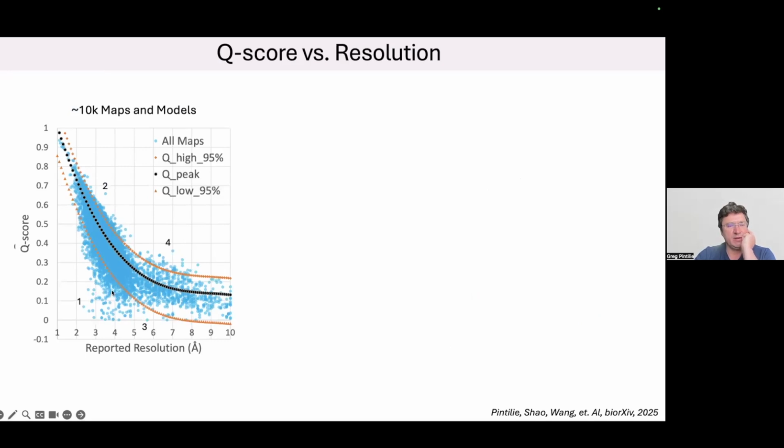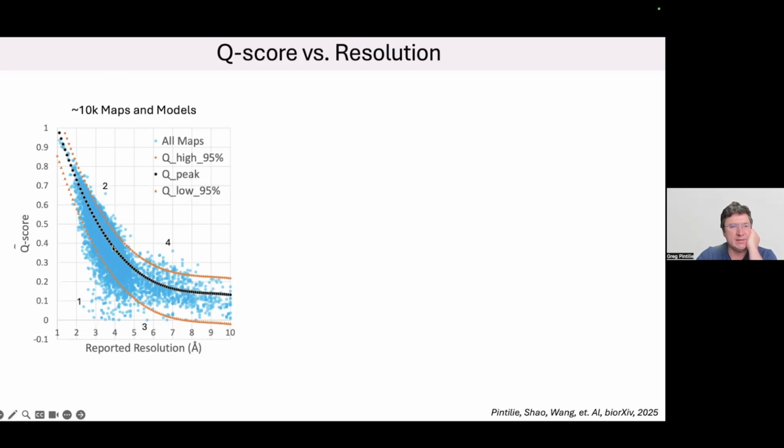So we started to think, is there a way to statistically identify points that have something strange going on with them? So we calculated these 95 percentile lines, which we call Q high, the high 95 percentile, and then the low 95 percentile. And Q peak we refer to as the peak of the distribution.